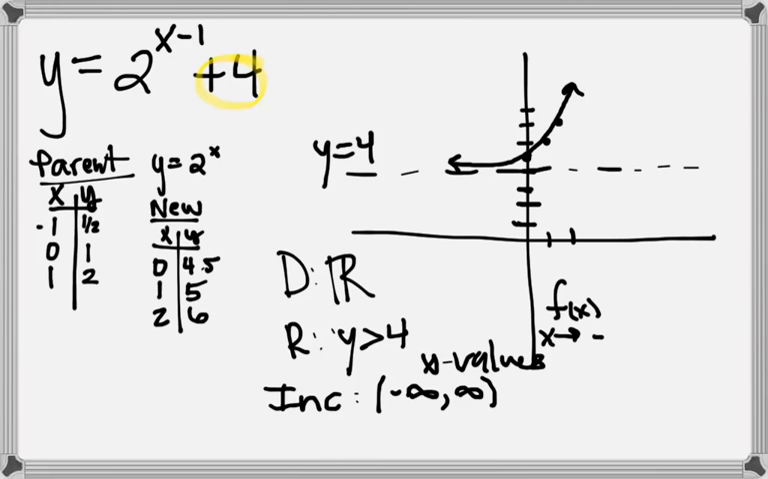Okay? What about end behavior? Take a second. I want you to write out the end behavior. It's definitely increasing from negative infinity to positive infinity. Look at the end behavior. What does x go to? X goes to negative infinity and positive infinity.